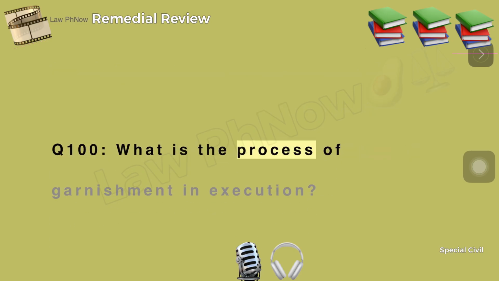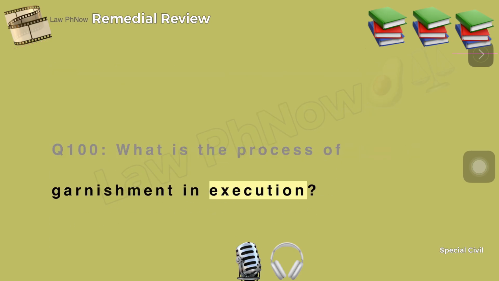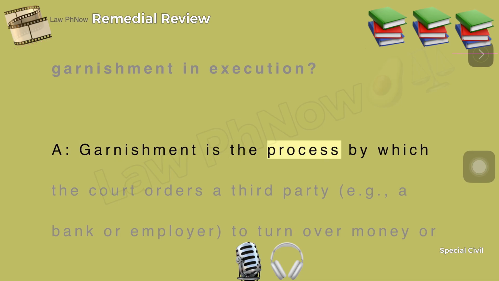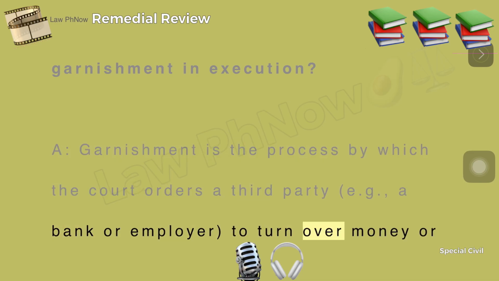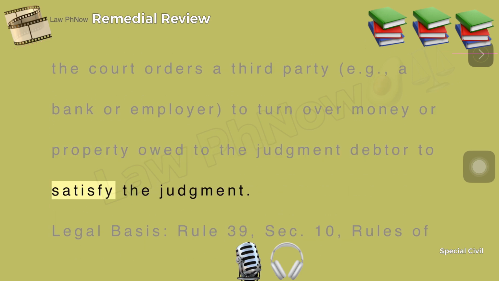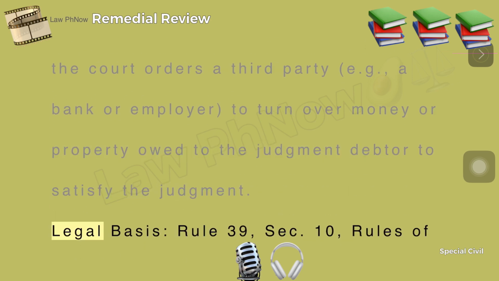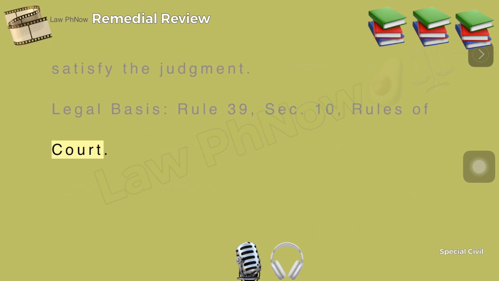Q100. What is the process of garnishment in execution? A. Garnishment is the process by which the court orders a third party, e.g., a bank or employer, to turn over money or property owed to the judgment debtor to satisfy the judgment. Legal basis, Rule 39, Section 10, Rules of Court.